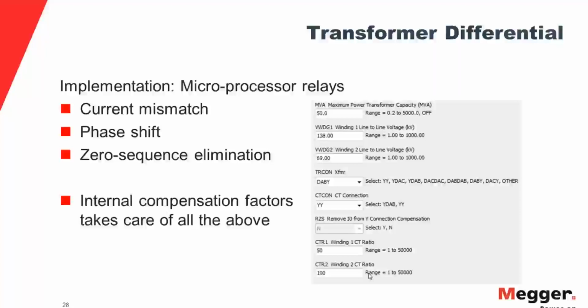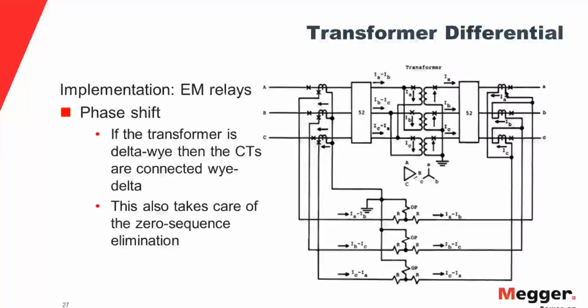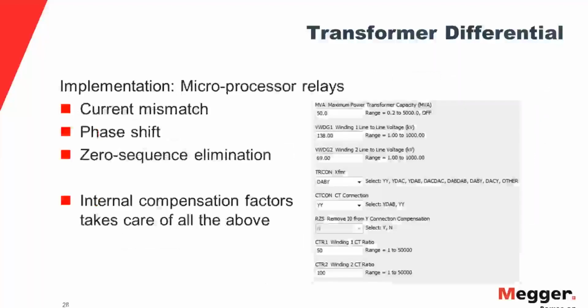How do we do these two, or actually three of these? One is the current mismatch because of the transformer ratio and the type of CT connection, or sorry, the type of transformer connection, phase shift, and also zero sequence. So there are three challenges. How do you rectify these challenges in a microprocessor relay? So typically, all these are internally calculated in a microprocessor relay.